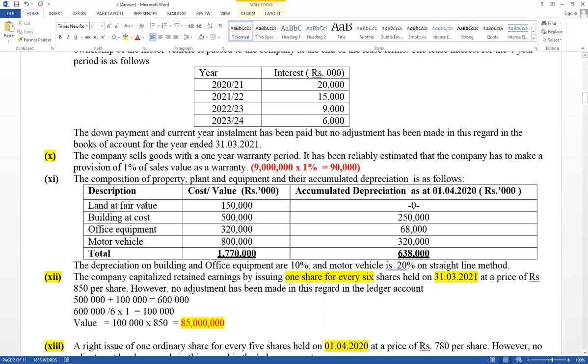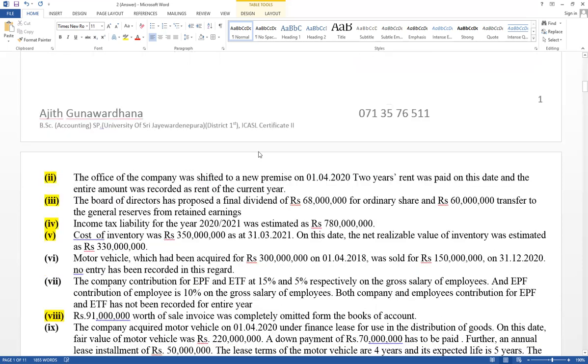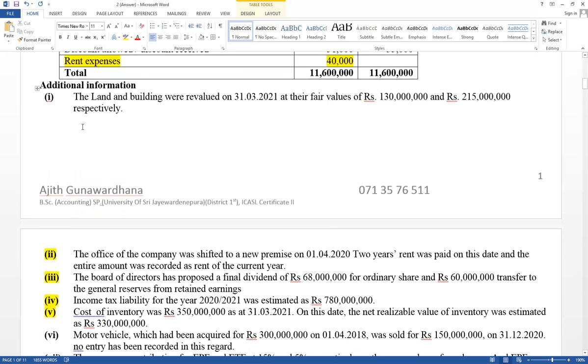Now it has not given the cost value. This is not a first time revaluation. This is a second time revaluation. Therefore, when we are going to calculate this year's profit and loss, you have to compare the previous year revaluation amounts and this year revaluation amounts. Therefore, this year revaluation amount equals 130,000 for land. This year revaluation amount is lower than the previous year revaluation amount.